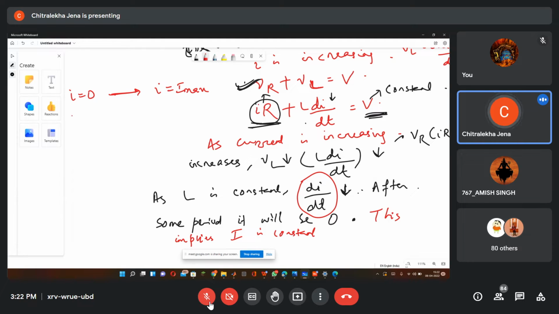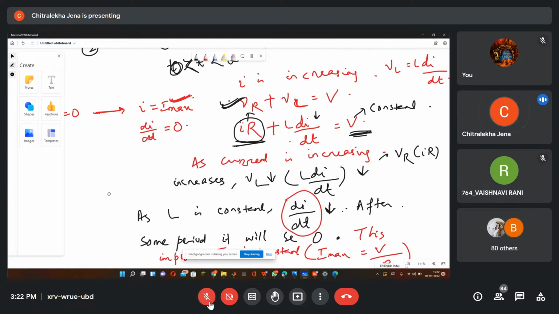Initially di by dt is decreasing, and at this point di by dt is equal to zero. Why? Because this is your constant value, right? I at maximum, that means I is constant, that is your I maximum. That is equal to how much? V divided by R. Am I clear what is happening? Got it or not? All of you understood? Yes, ma'am.